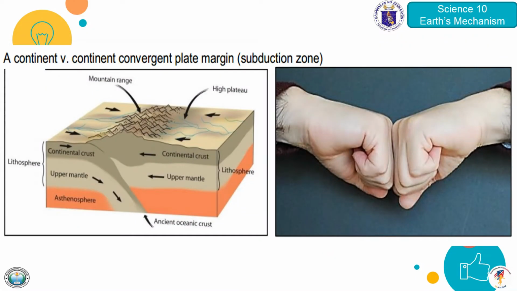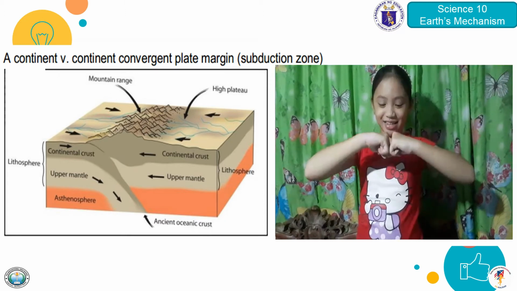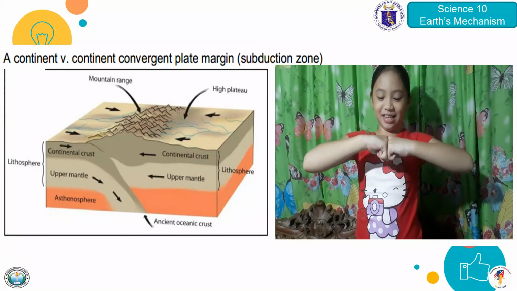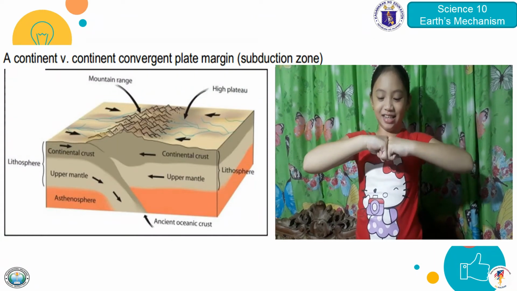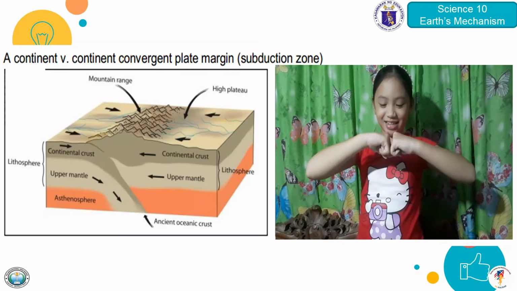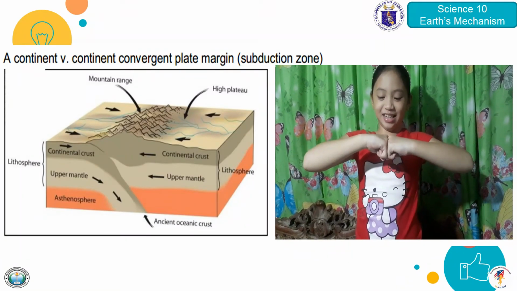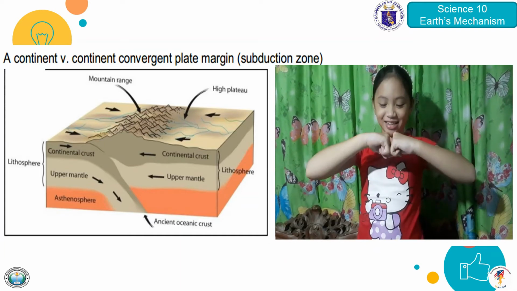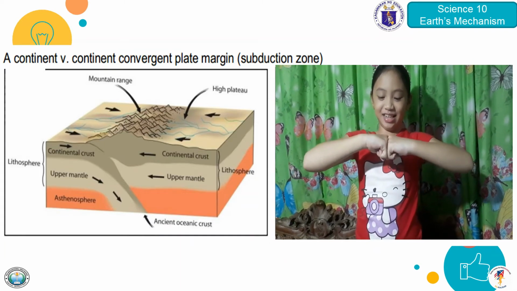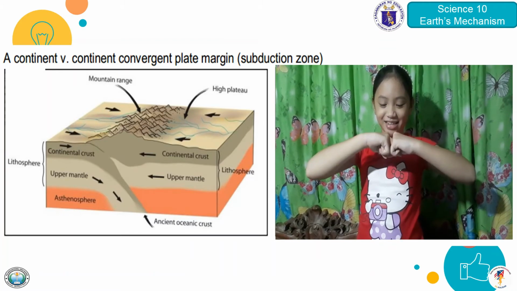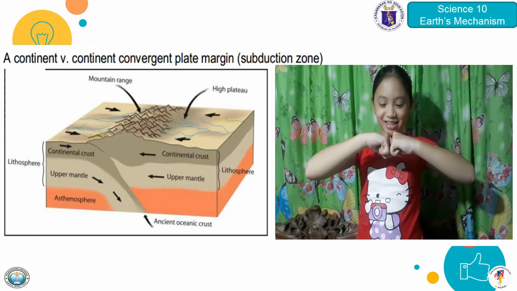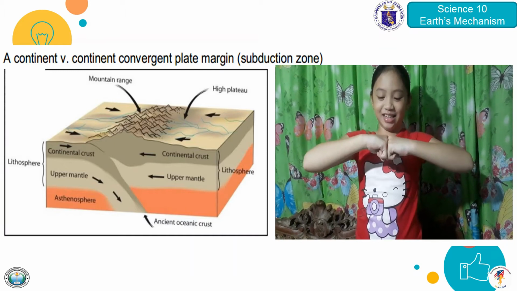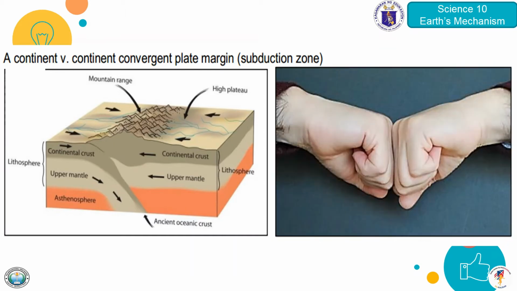For the next simulation, this is between two continental plates. So position your hands again based on what is shown on the video and slowly move them toward each other. Again, you are simulating the convergent boundary between two continental plates. The clenched fist represents the continental plates. Since both plates are made up of the same materials, no subduction happens. Instead, what is formed is known as a collision zone, wherein the mountain formation takes place because of the uplift.